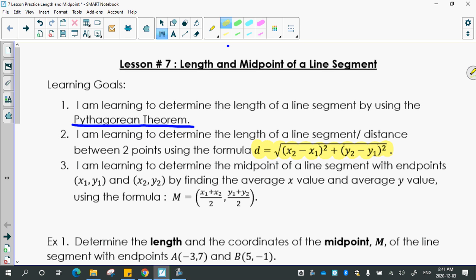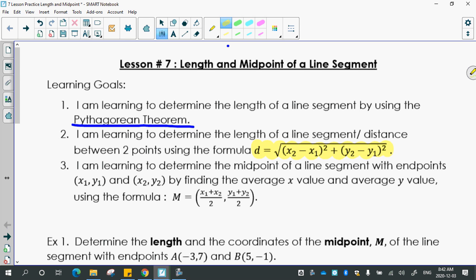And formulas are pretty easy to use. If you know the coordinates of the 2 points would be x1, y1, and x2, y2, you can just use that formula to find the distance between them. So we'll develop it, we'll see why that is the formula for it, and then we'll practice using it.